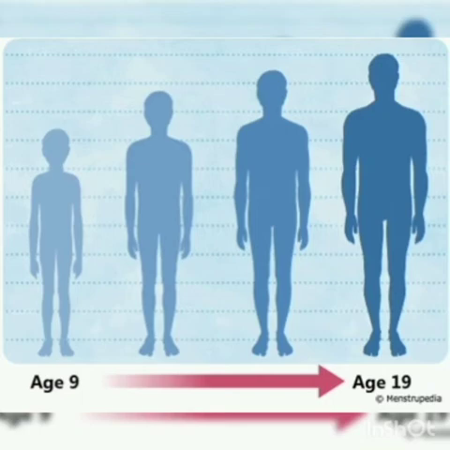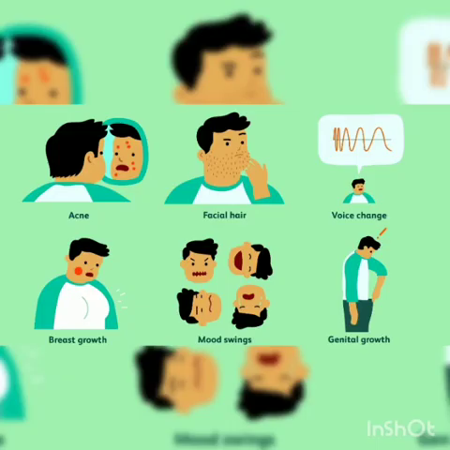Okay, and again, the next change which we can see is the increased activity of sweat glands and sebaceous glands. Because of the sebaceous gland, acne or pimples start growing on the face because it is an oily secretion which can be seen on the face. Because of the increased activity of the sebaceous gland, there will be the onset of pimples and acne on the face of the adolescent.